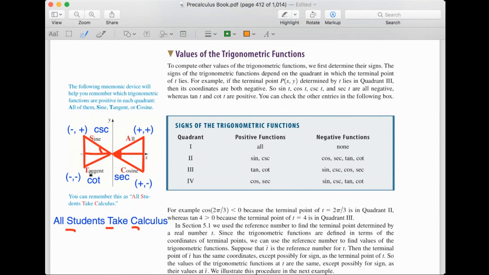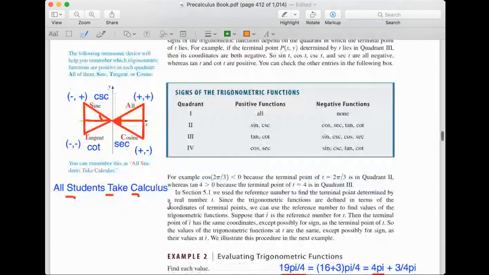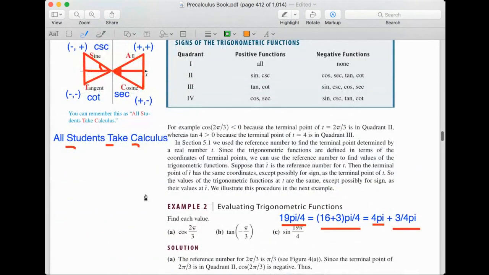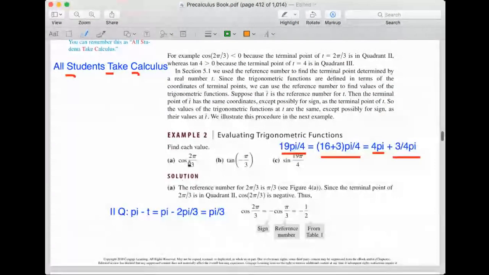In the third quadrant, tangent is positive because the y value and x value are both negative, and negative divided by negative is positive. So tangent and its inverse cotangent are positive. Cosine is positive in the fourth quadrant because the x value is positive and the y value is negative. So cosine and its inverse secant are positive, and all others are negative. This will help us remember the trig function values: All Students Take Calculus.